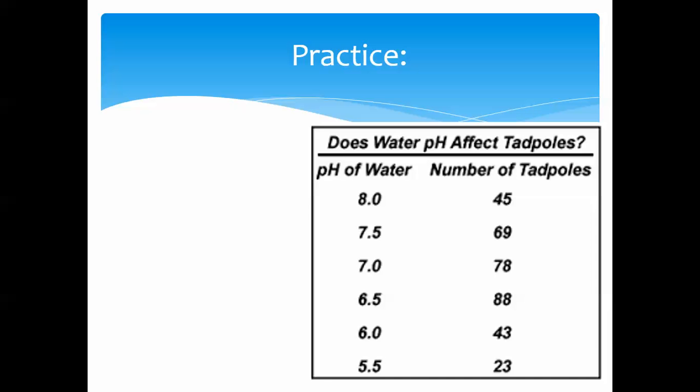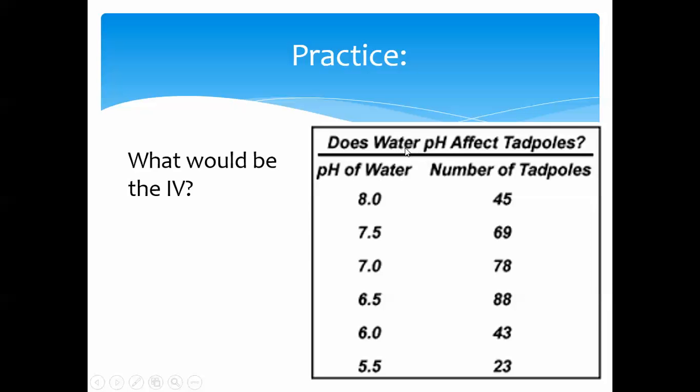So let's look at a practice here. As you can see on your note sheet, you have to answer the practice question. Here's a data table, and it says, does water pH affect tadpoles? It lists the pH of water and the number of tadpoles. So the first question is, what would be the IV? Well, the IV is going to be the thing that you can change, and it usually shows up first in the data table, but you can also use this title as a clue.